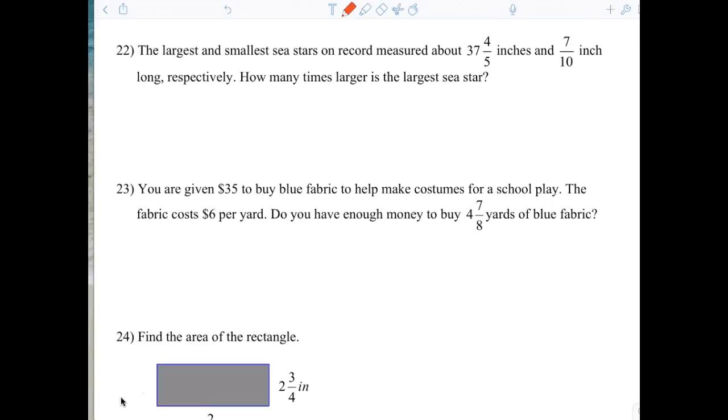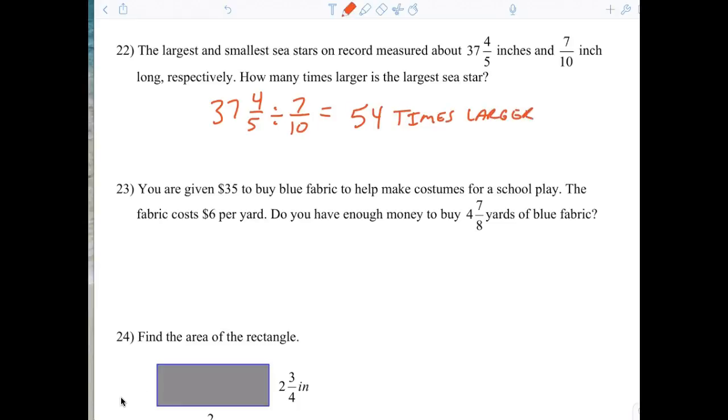Now, again, listen to me. This is the one that a lot of kids miss. If you're trying to find out how many times something is, what do you have to do to the numbers? Divide them. Is everybody happy with that explanation? So here we go, Connor. You said, and everybody's writing this down, 37 4/5 divided by 7/10. What did that come out to be, Connor? 54. Exactly 54? Yes. So we would say 54 times larger.